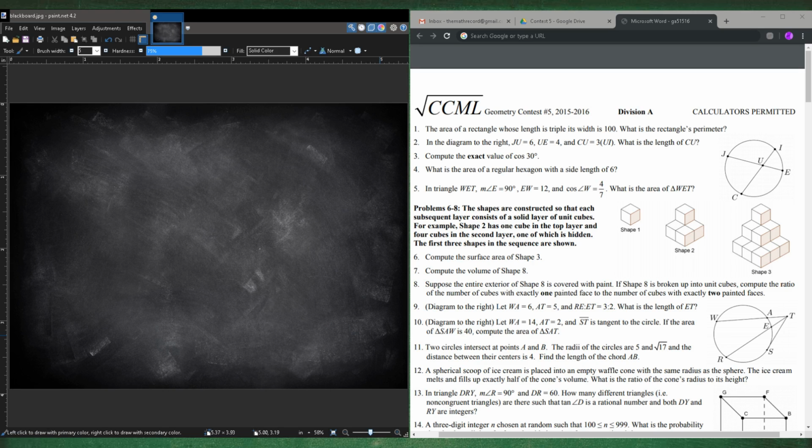6. Compute the surface area of shape 3, so of this shape. Technically, what we're going to do is look at it from 6 different sides. We're going to look at it from the top. If you place yourself on top of the shape and look down on it, that's the top. So you're going to look at it from the top, the bottom, the left, the right, the back right and the back left, basically. If you're looking at the top, you have 1, 2, 3, 4, 5, 6, 7, 8, 9, which makes sense because it's just 9.